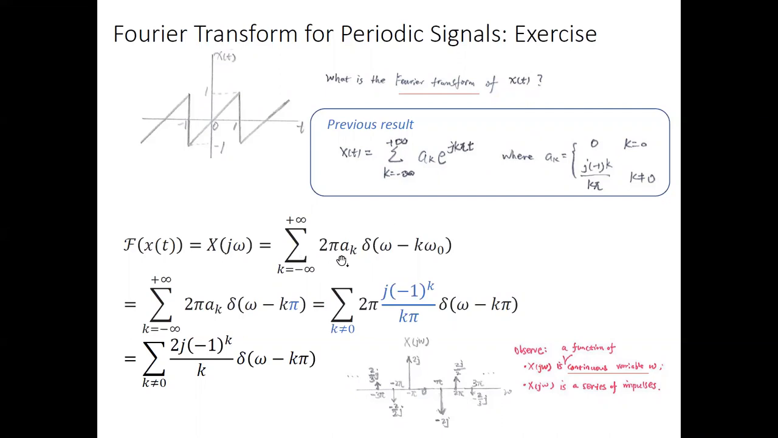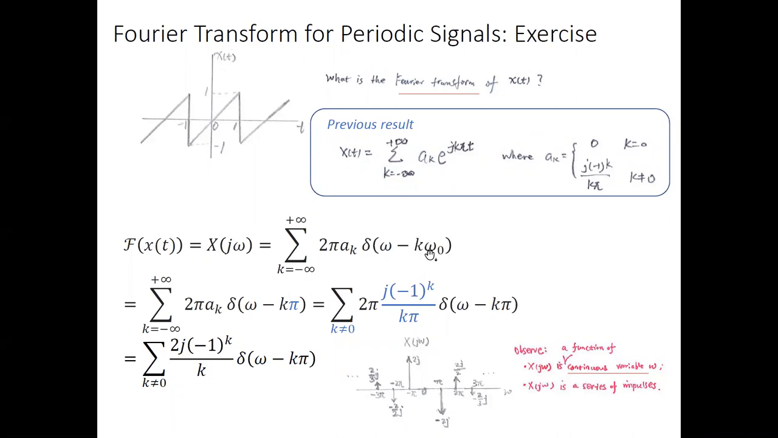And then applying this formula, it's an infinite sum for all the k, but the first observation is that when k is 0, ak is 0. So we can first remove this term k equals 0. So the next step, the summation is taken only for non-zero integers k. For non-zero integers, we can replace ak with this expression in the second line. So this expression.